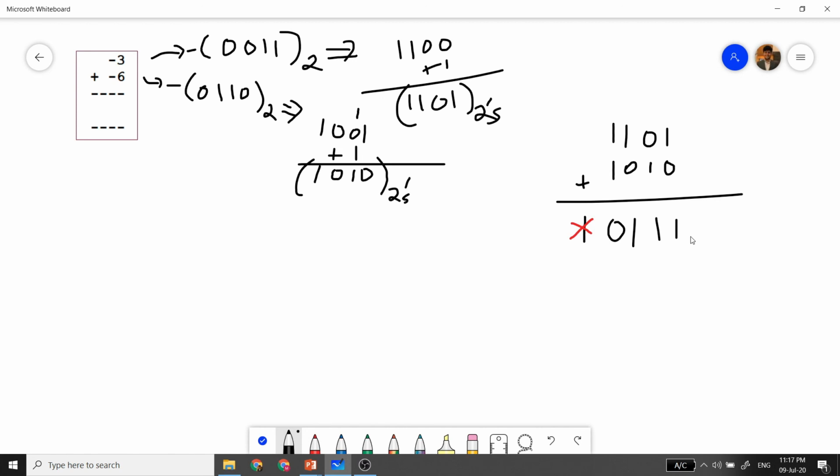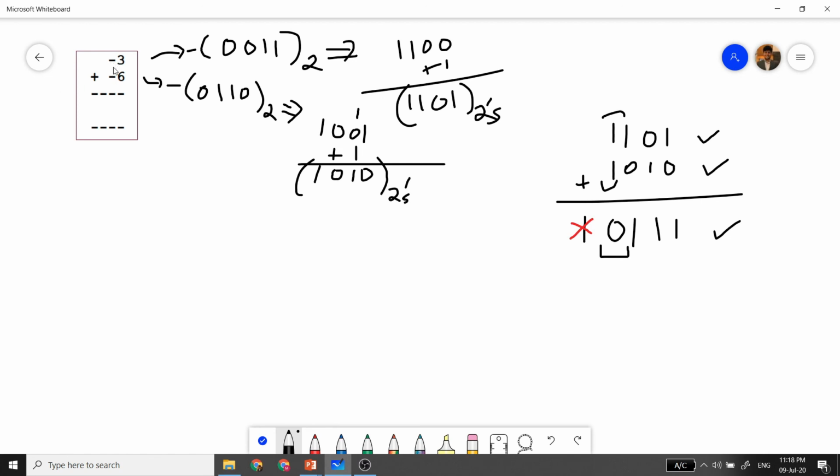Yes, there has been an overflow because I'm adding two negative numbers. This is a negative number and this is a negative number, and I'm getting a positive number here. So there has been an overflow. I can stop right here. I'm repeating, this is a positive number because there is a 0 here, and these are negative numbers because these are ones. So when I added two negative numbers, I got a positive number, which is not possible. So I can say there has been an overflow and the answer is an error.